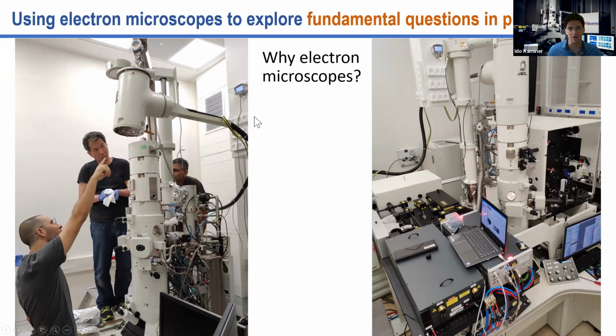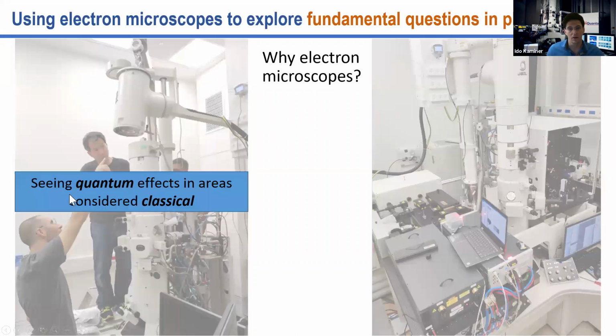If I summarize why we like this platform of electron microscopes, there are two things. One of them is that we can see quantum effects in areas that, for many years, were considered classical. If we think about electron experiments, for example, electron acceleration or electron radiation sources like free electron lasers, those are big facilities that treat and model electrons as classical creatures. Thanks to the electron microscope and the very precise methods of measuring things there, we can now see quantum effects in experiments that were considered classical for many years.